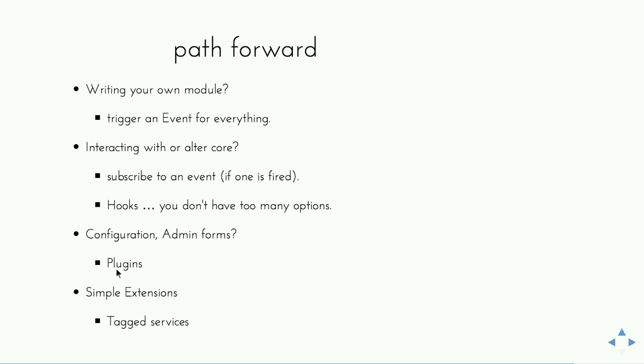So the path forward from here would be, if you're writing your own module, you have to trigger an event for everything. And exposing hooks is not advised anymore. If you're interacting with or altering core, you subscribe to an event if one is fired, but if a hook has been exposed, then you don't have any option. You would have to implement that hook. But if you need configuration forms, if you need configuration and want the support of admin UI, you would be using plugins. And for other simple extensions, you would be using tagged services.